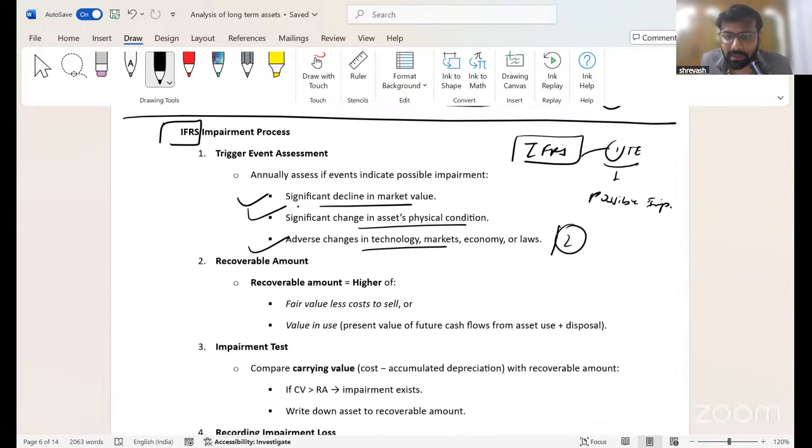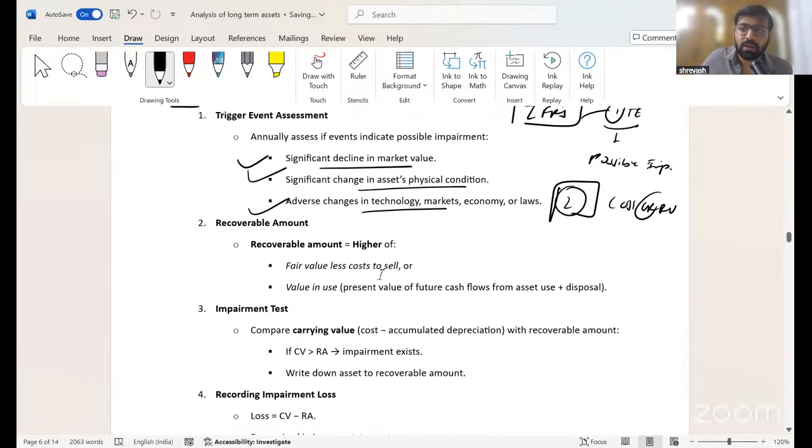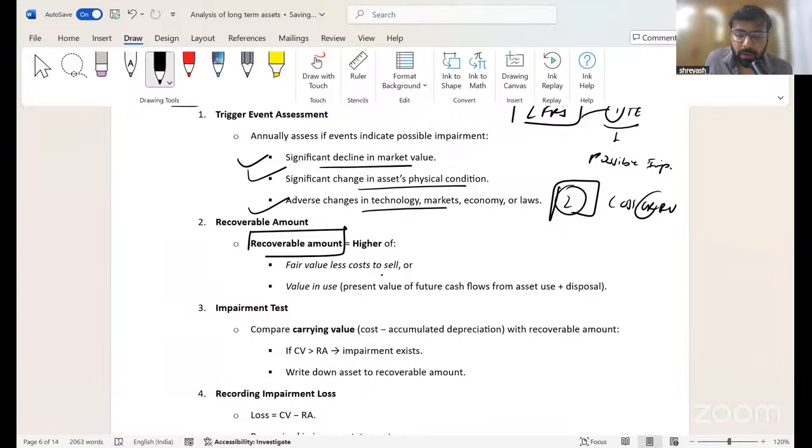The second step compares carrying cost to recoverable value. What is recoverable value? Sir, what exactly is recoverable amount? It is going to be the higher of fair value less cost to sell or value in use. So, sir, what are you trying to tell us? In case of IFRS, how do you check for impairment? Sir, first thing we understand is whether there's a trigger event or not. If there's a trigger event, it leads us into a direction that impairment must have happened. Sir, if impairment must have happened, how do I calculate whether impairment has happened or not happened?